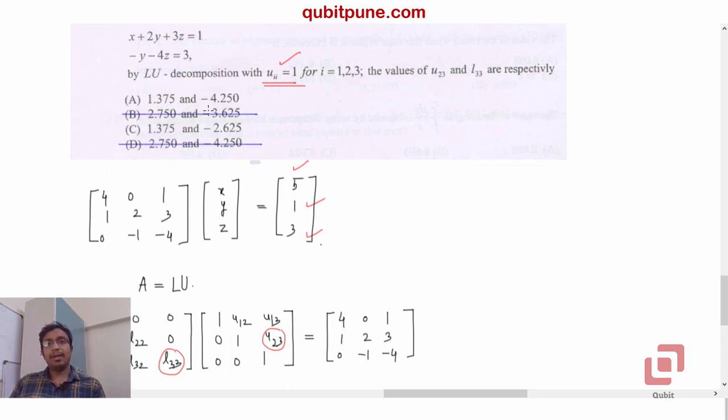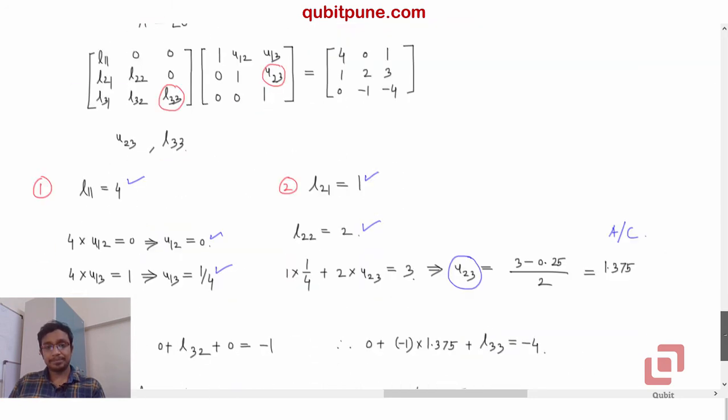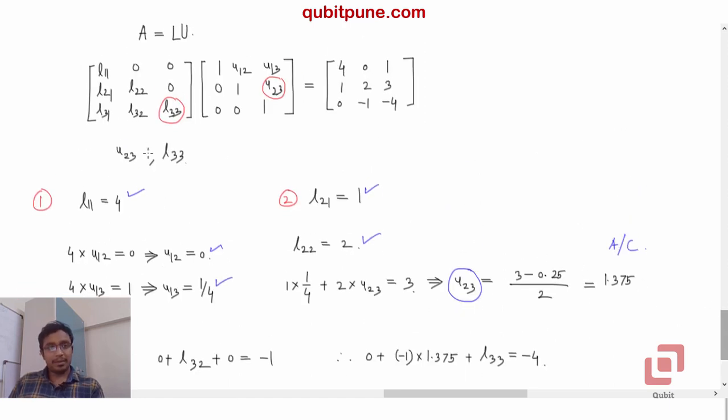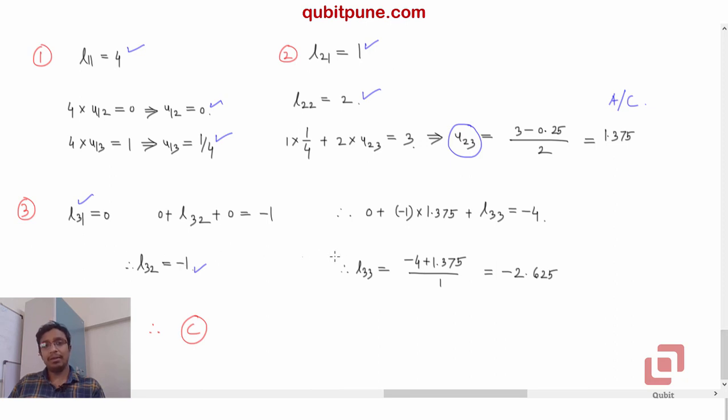So now we need to determine the value of L33. Determination of L33 is also very simple. It requires us to know the value of L32. L32 can be determined if you know the value of L31, which is very easy to find. L31 is 0. You can go back to the matrix product and check it for yourself. L31 into 1, that is 0. Then L32 can be determined similarly, which turns out to be negative 1, and then from that you can determine L33, which turns out to be negative 2.625.